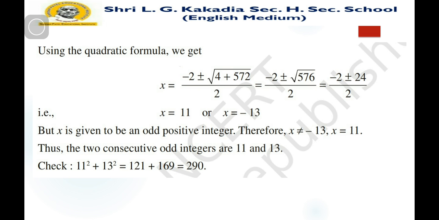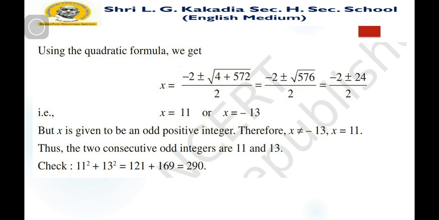But x is given to be an odd positive integer. As you know, in the question it is given that x is an odd positive integer. Therefore, x is not equal to minus 13. We cannot take the value of x as negative because it is an odd positive integer. So we take the value of x as 11. Thus the two consecutive odd integers are 11 and 13.